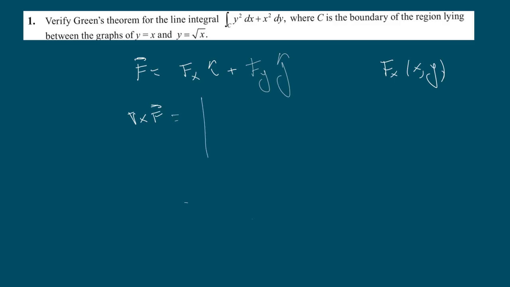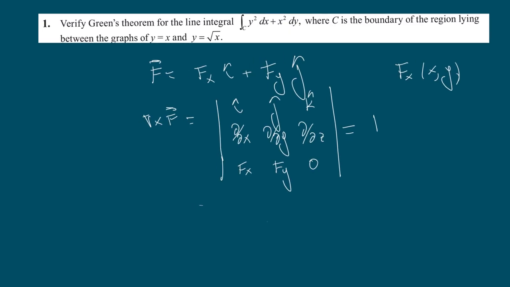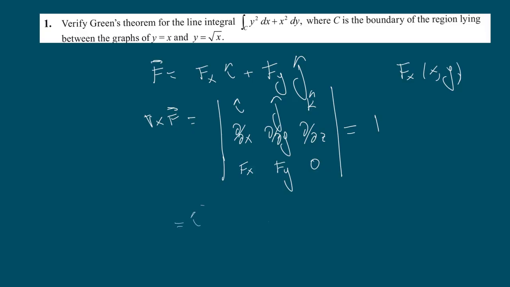So the curl of F, we know how to calculate the curl of F. In this case, the curl of F will be the partial derivative with respect to x, the partial derivative with respect to y, the partial derivative with respect to z, with Fx depending on x and y, Fy depending on x and y, and Fz being 0. And what will be the curl of F, the tendency to rotate? It will be i, and now the i component will be 0.